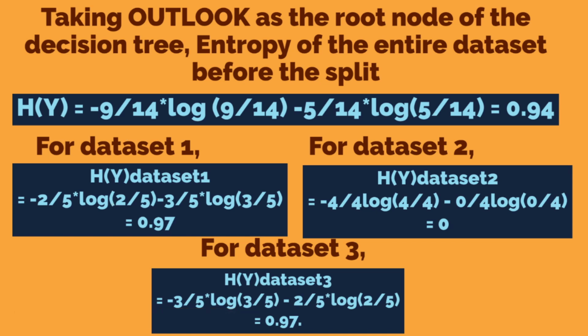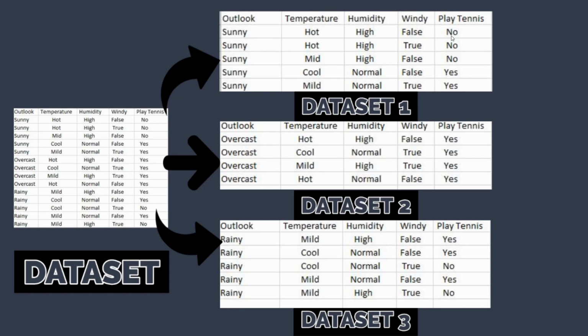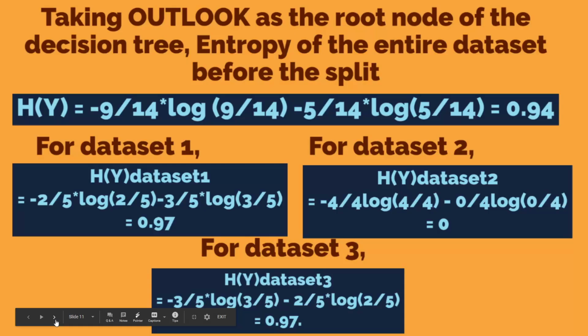Let us check this out. 2 positive outcomes out of 5 and 3 negative outcomes out of 5. So this is the probability: 2 by 5 is the probability of a positive class, and 3 by 5 is the probability of a negative class. We apply the formula for entropy, and this comes out to be 0.97 for the first subset that we got after the split on the outlook variable.